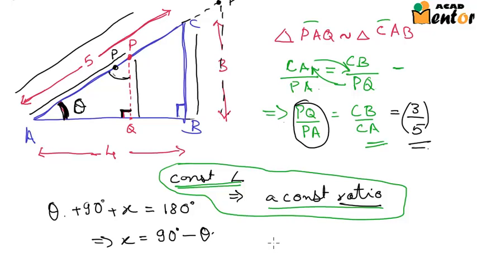So we see that the ratio of sides of a right angle triangle only depends on the angle, and we usually represent the angle by the symbol theta. So the ratio of sides only depends on the angles, and these ratios are called trigonometric ratios. We'll talk in detail about trigonometric ratios in the next session.